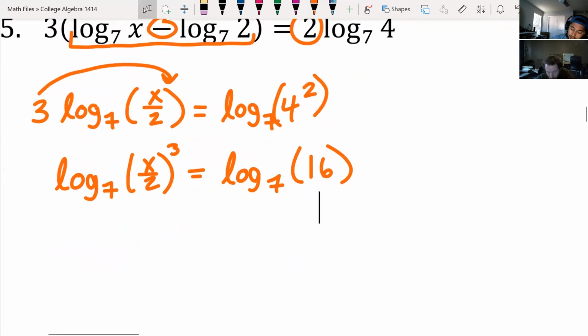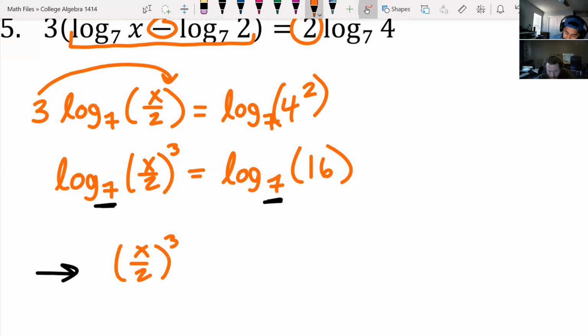Okay, perfect. And now we see that the bases are the same. So you can set the inside of the logarithms equal to each other. And we'll get (x over 2) cubed equal to 16. All right.